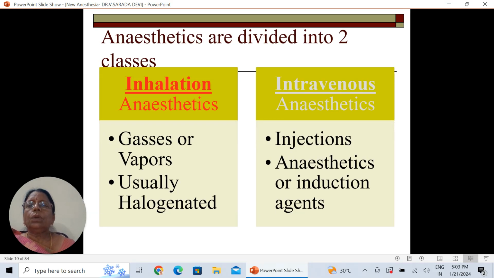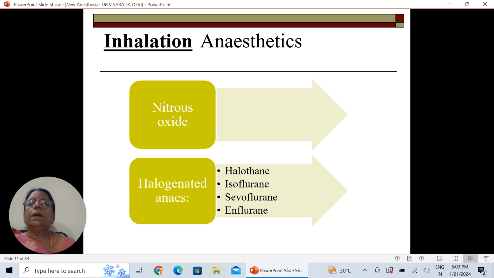Anesthetics are divided into two classes: inhalational anesthetics and intravenous anesthetics. Inhalational agents are mainly gases or vapors, usually inhaled. Intravenous agents are given by injection, and these are the induction agents. Inhalational anesthetics are nitrous oxide and halogenated anesthetics. The halogenated ones are halothane, isoflurane, sevoflurane and enflurane.